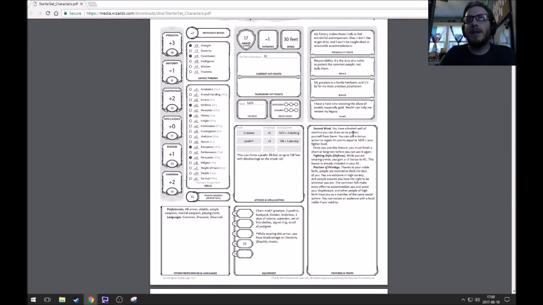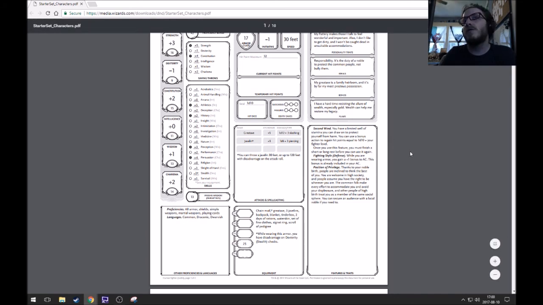Anyway, Second Wind. These are your special abilities. These are the things that make you special, different from the other players. Second Wind. You have a limited well of stamina you can draw on to protect yourself from harm. You can use a bonus action.